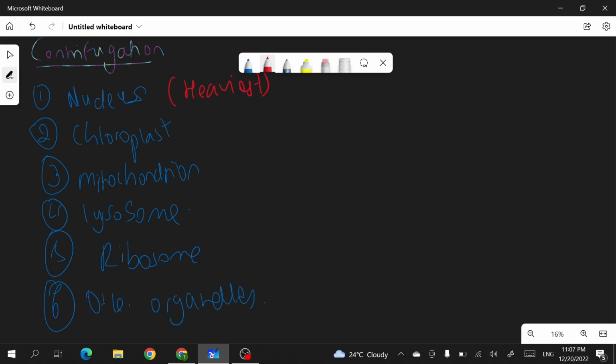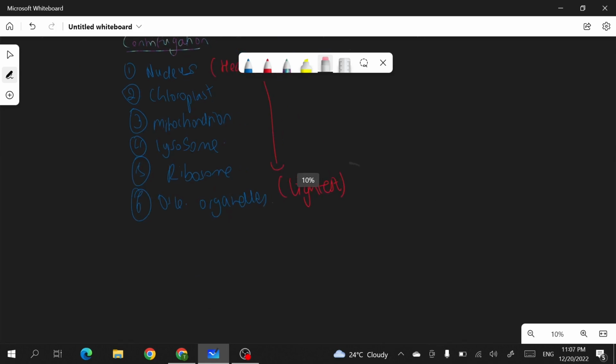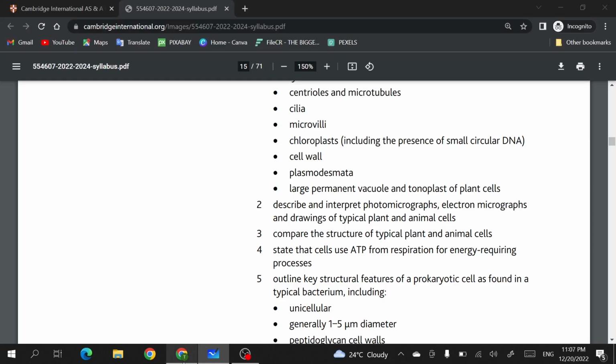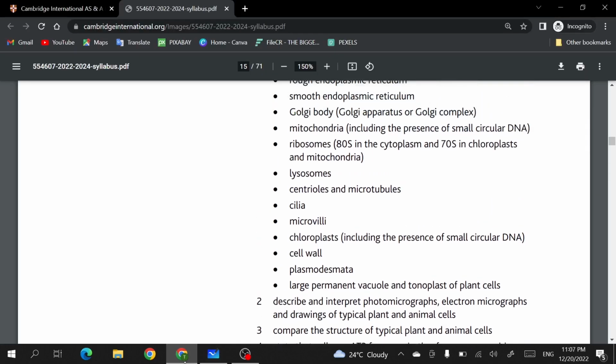So from here to here it's going to be lightest, heaviest, lightest, heaviest, lightest. Okay, so yeah, heaviest, lightest.